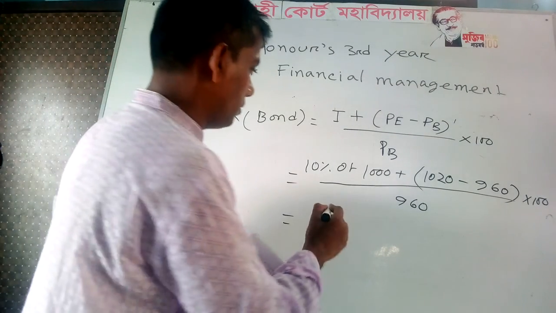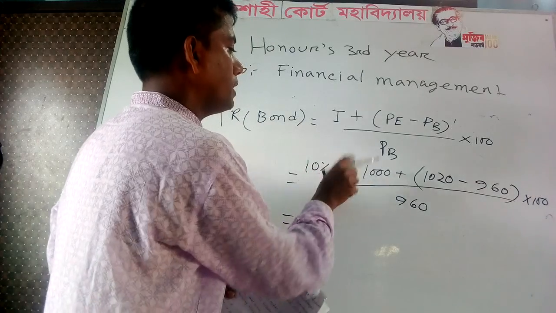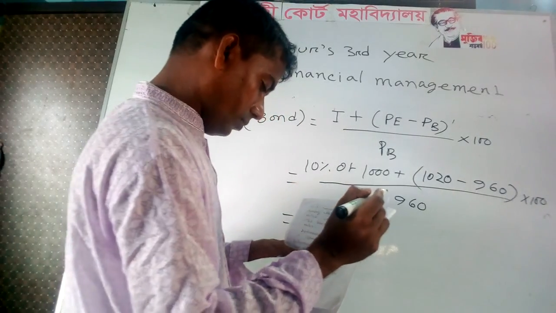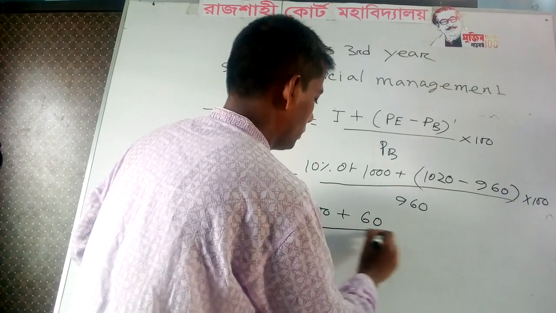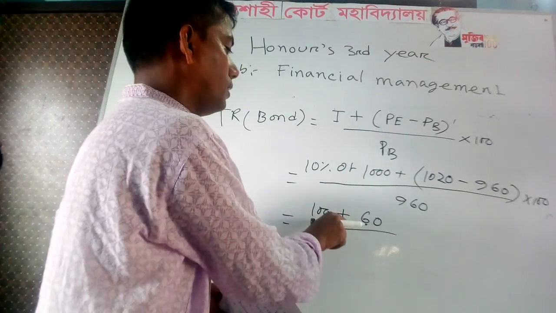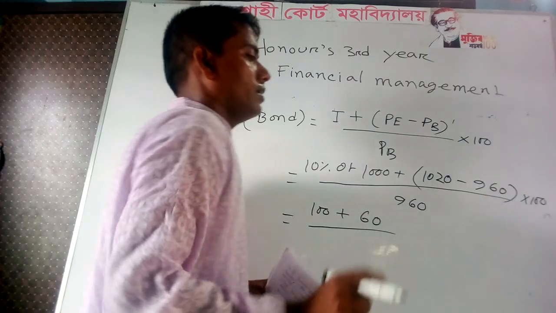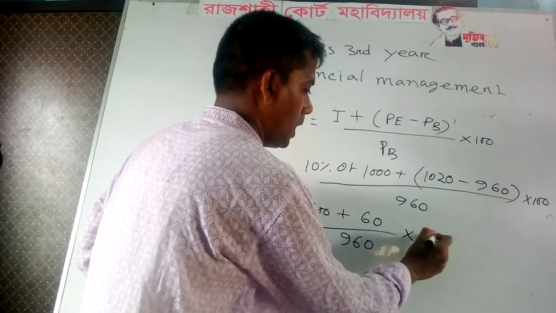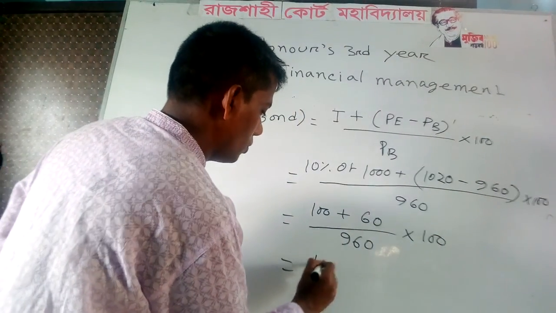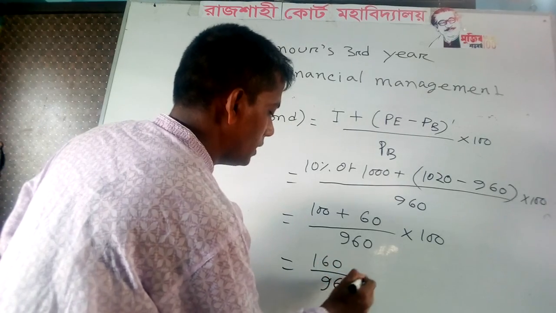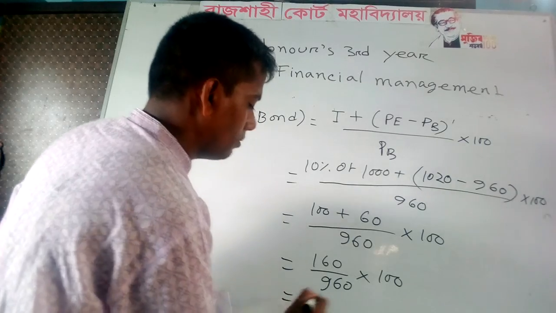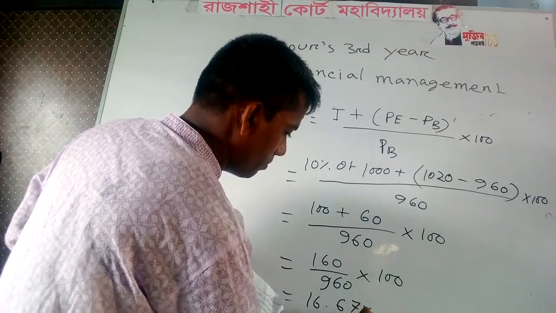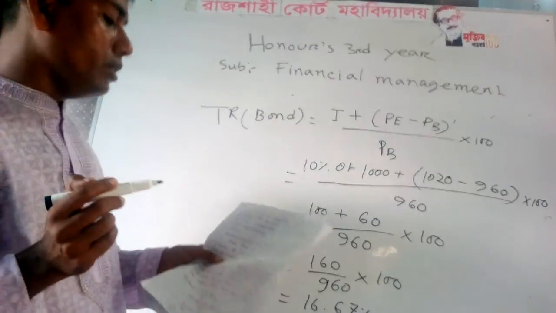Calculation: 10% of 1000 plus 1020 minus 960 divided by 960 into 100. 160 divided by 960 equals 16.67%. It is the TR of the bond.